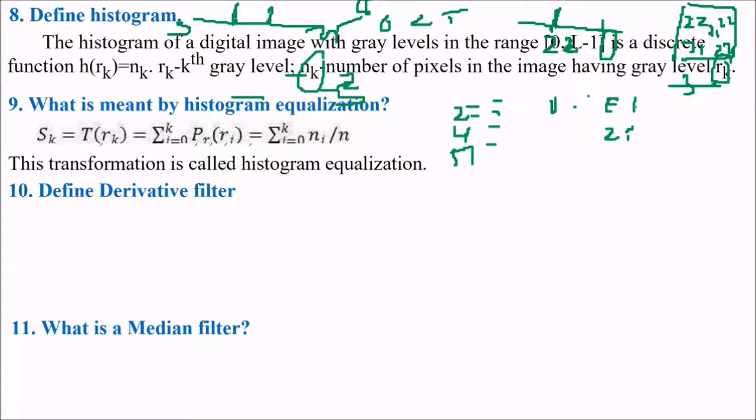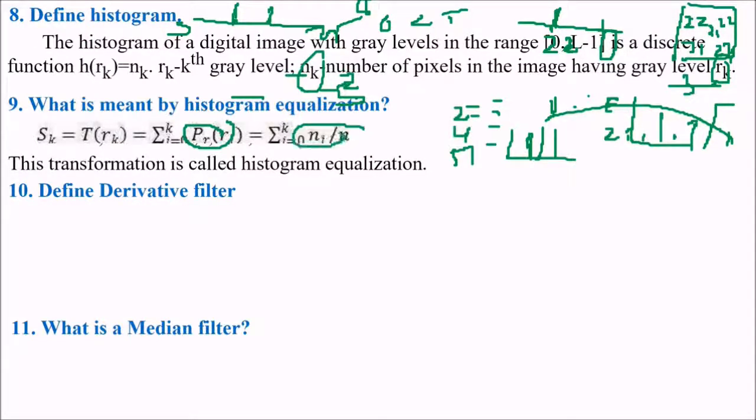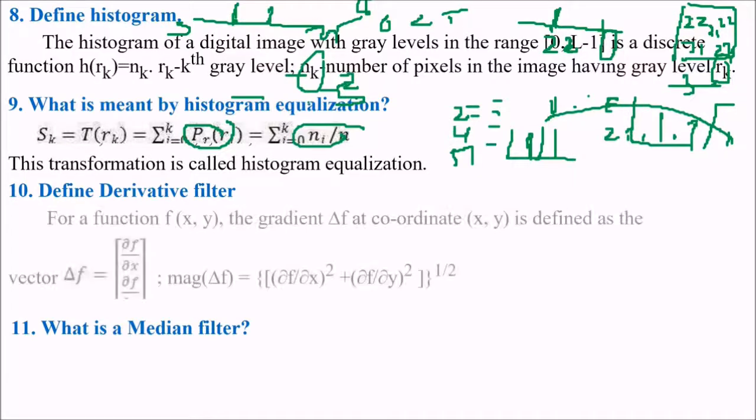Let me show you by the diagram. If this is the frequency, you are trying to equalize it in this way. This is a nicer figure. This is some random figure, but the image is like this. You want to equalize it, and there is a complete way you compute the probabilities and then you distribute it. This is histogram equalization.